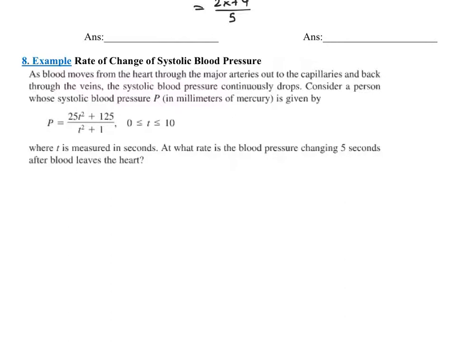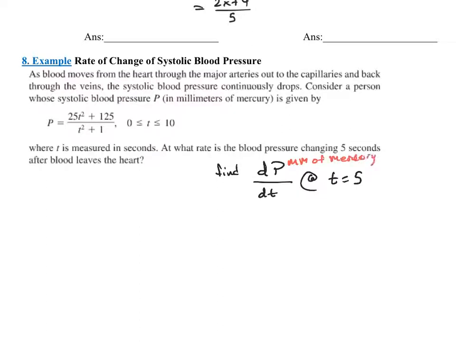So in this case, we need to find the derivative of P with respect to t at t equals 5. And I wrote this specifically because I wanted you to help with units. Remember, the numerator, P, is measured in millimeters of mercury.